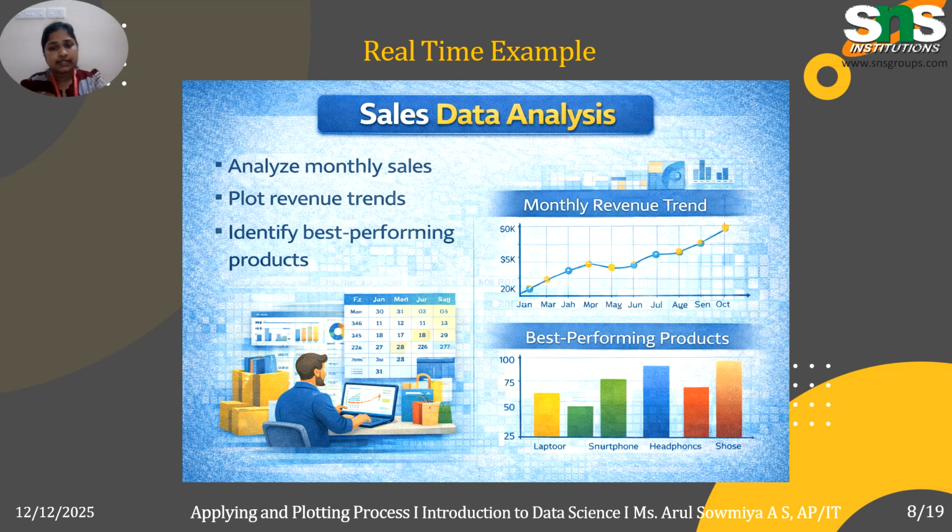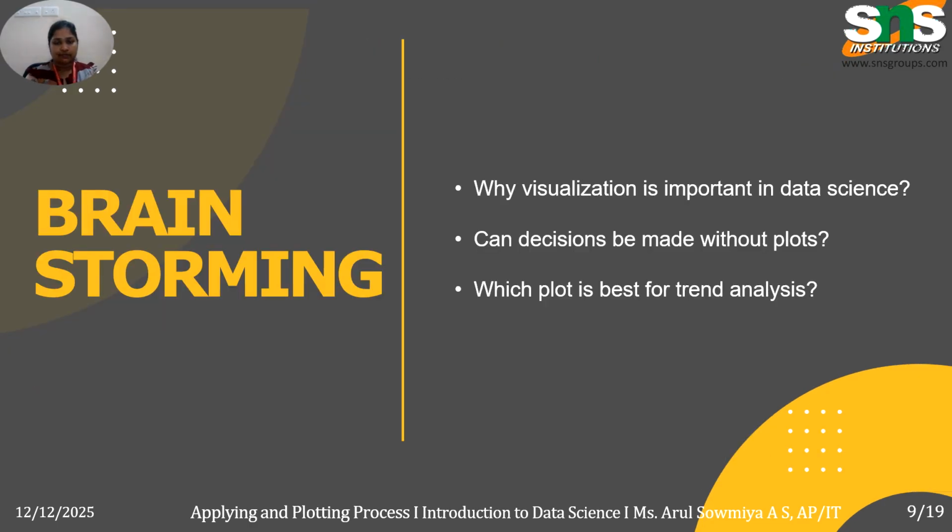So the next one is sales data analysis. That is, we analyze the monthly sales. We plot the revenue trends. We identify the best performing products. So here the graph shows the monthly revenue trend and then the best performing products.